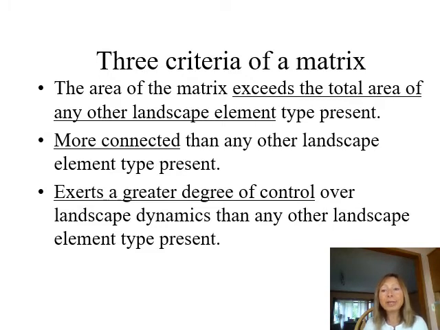So the three criteria of what is a matrix are really its size, its connectivity, and the degree of control over landscape dynamics and all processes within the landscape. A matrix is always the largest element within any landscape. It's larger than each type of patches and each type of corridors in terms of the area that they occupy. And it's also the most connected landscape element compared to patches and even corridors, even though corridors are also sometimes extremely well connected when they form networks.